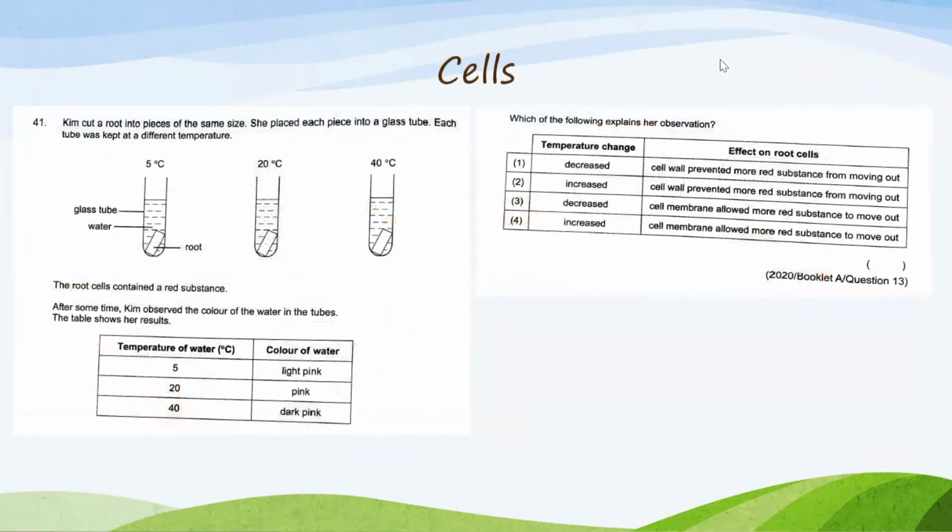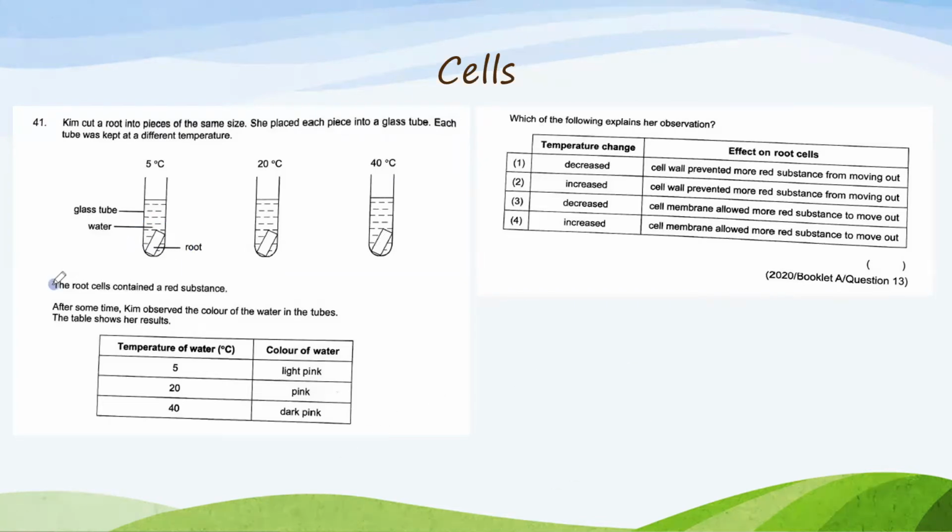The next question is an experiment question where Kim cut a root into pieces of the same size. She placed each piece into a glass tube. Each tube was kept at a different temperature. So there's 3 different glass tubes with water of different temperature. The first one is 5 degrees. The second one is 20 degrees, and the third one is 40 degrees. In each of these glass tubes, there's a plant root. The root cells contain a red substance.